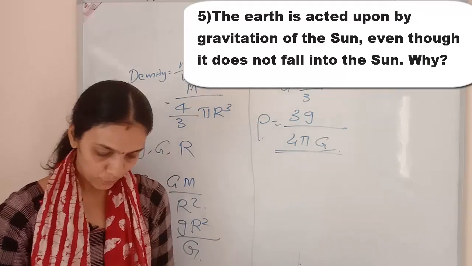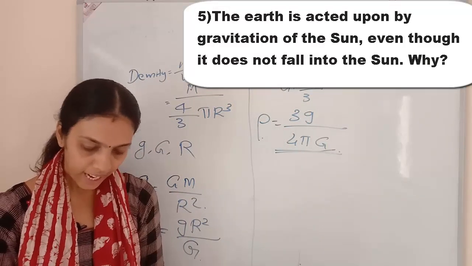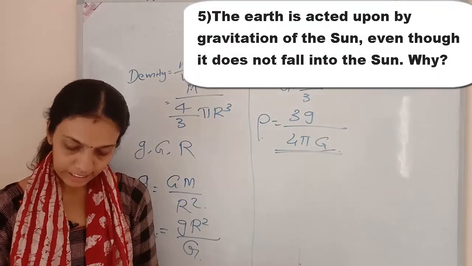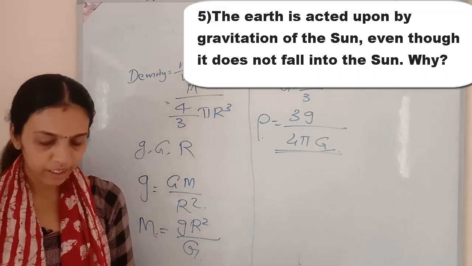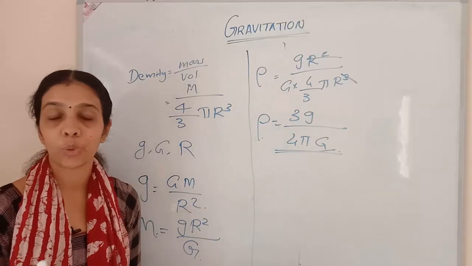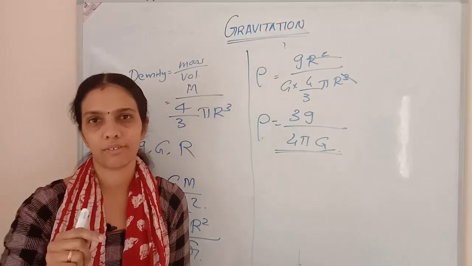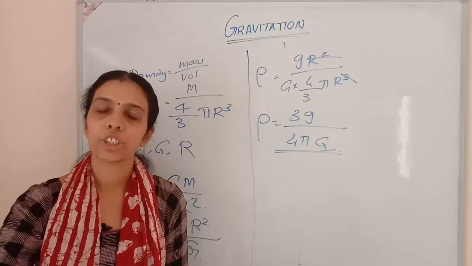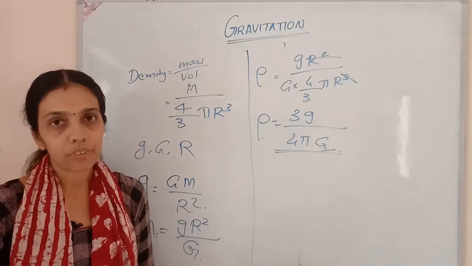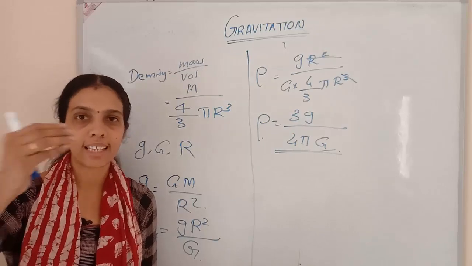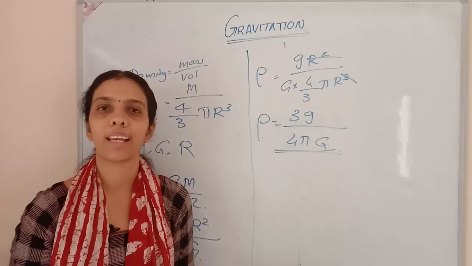Clear? The next one is: the earth is acted upon by gravitation of the sun, and even though it does not fall into the sun, why? Already in the first question we said that a gravitational force will be balanced with the centripetal force. Since gravitational force is acting between the sun and the earth, a centripetal force is acting towards the center. So it will be balanced over there.